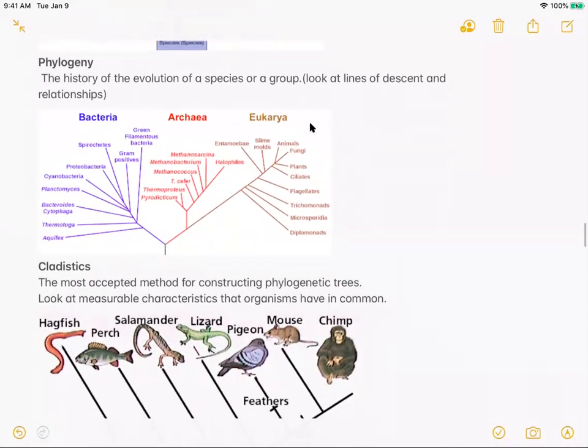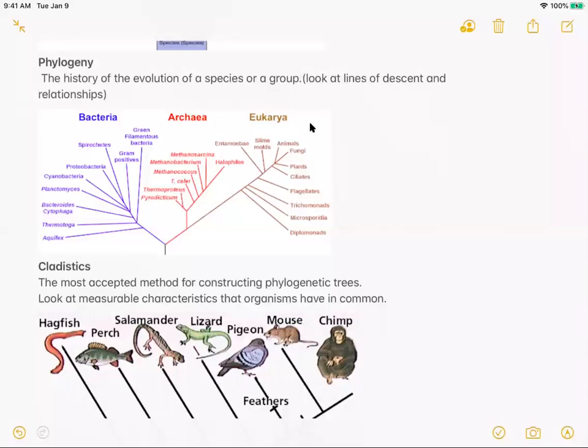Moving on to phylogeny. Phylogeny is the history of evolution of a species or a group. Basically, you're looking at the lines of descent and relationships. Here I have a phylogenetic tree, showing the relationship between bacteria, archaea, and eukarya. You can see that they all lead down to a common ancestor. By using phylogeny, we can relate all of these different organisms and eventually find where they have a common ancestor of some sort.